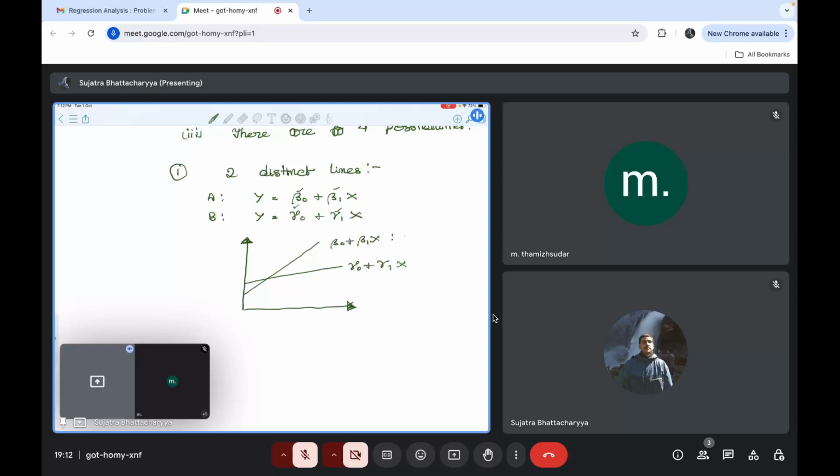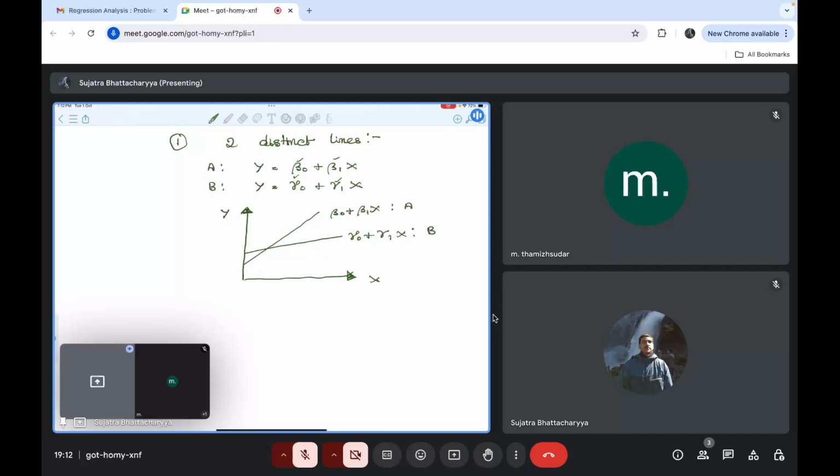This is corresponding to what? A set, and this is corresponding to B set. Okay. This can be one of the possibilities. For some data, it can happen like this. We will see that for which case what will happen. For that also, we will be testing something.